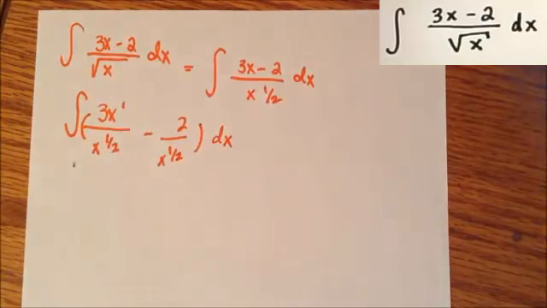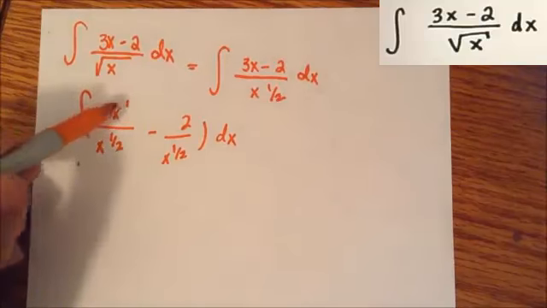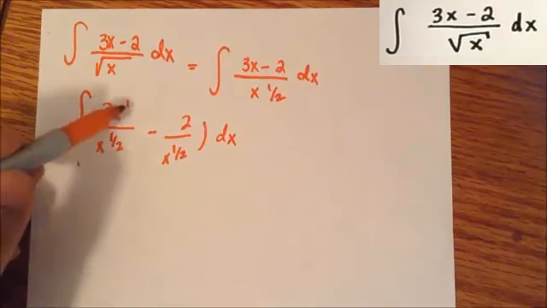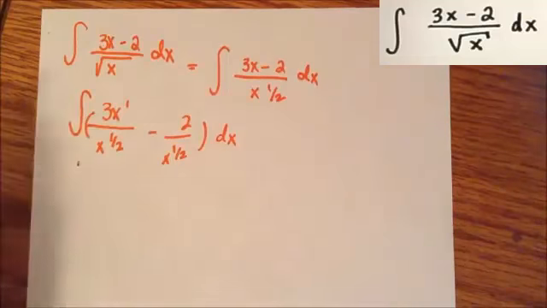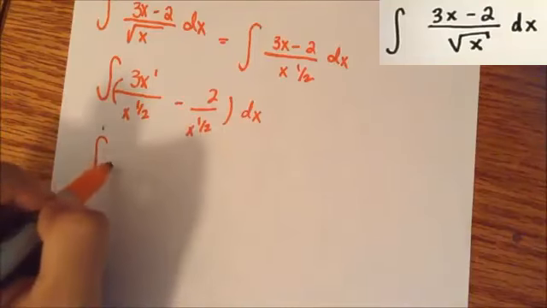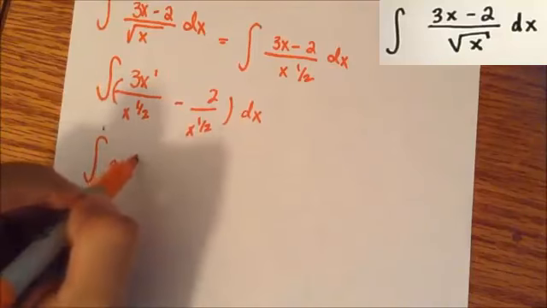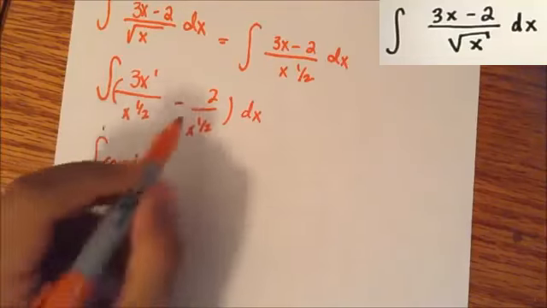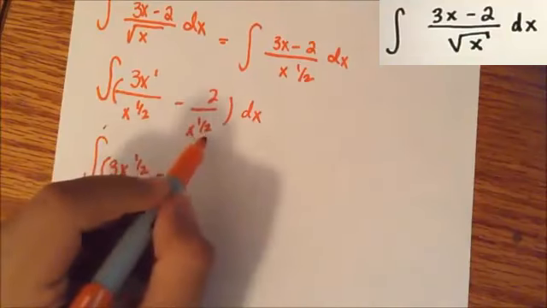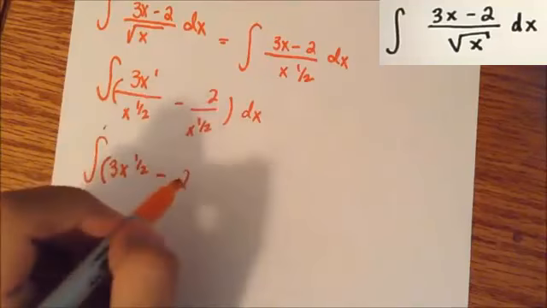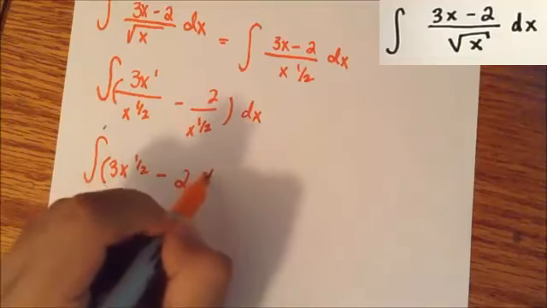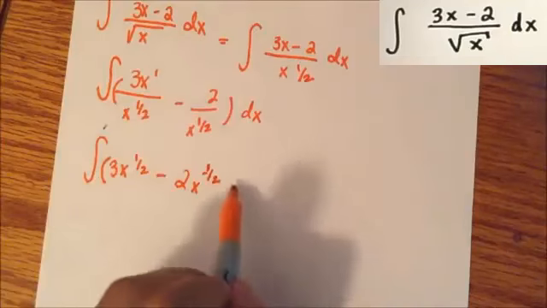So now we can just divide this out. We have x raised to the power of 1, and for the denominator we have x raised to the power of 1/2. So 1 minus 1/2, I'm going to be left with 1/2. So this turns out to be 3x raised to the power of 1/2, minus, here I'm going to have 2. I'm going to take this x raised to the power of 1/2 to the numerator, so I'm going to have 2 times x to the power of negative 1/2.